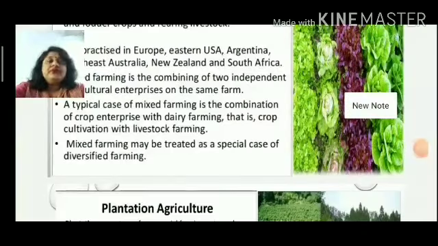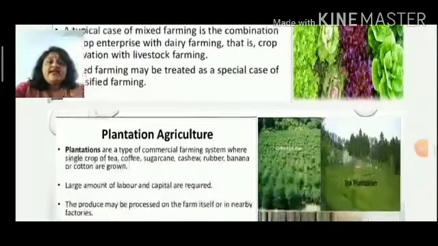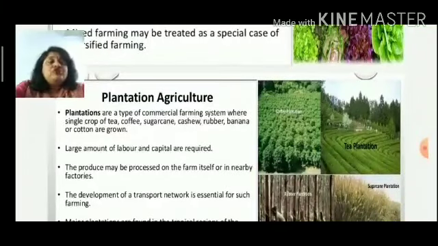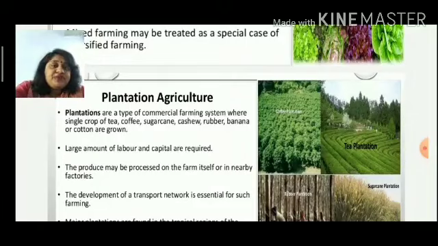Okay, children, so now the next, it is plantation agriculture. So what is the word plantation agriculture here stands for? You can see in the picture. Plantations are a type of commercial farming system. Again, I am repeating, it is a type of commercial farming system where single crop of tea, coffee, sugarcane, cashew, rubber, banana, or cotton are grown. These crops are grown for what, children? These crops are grown for commercial farming.